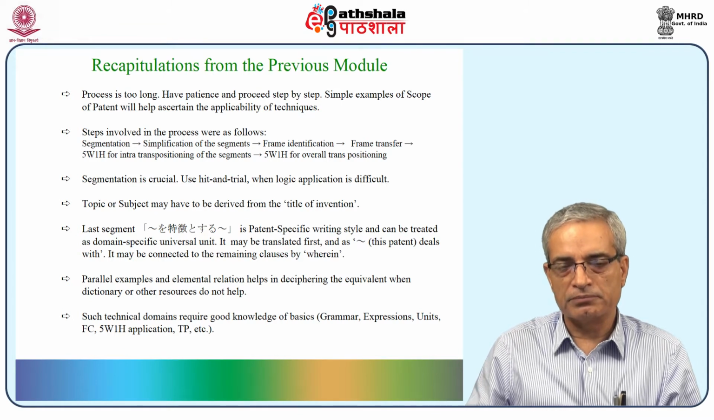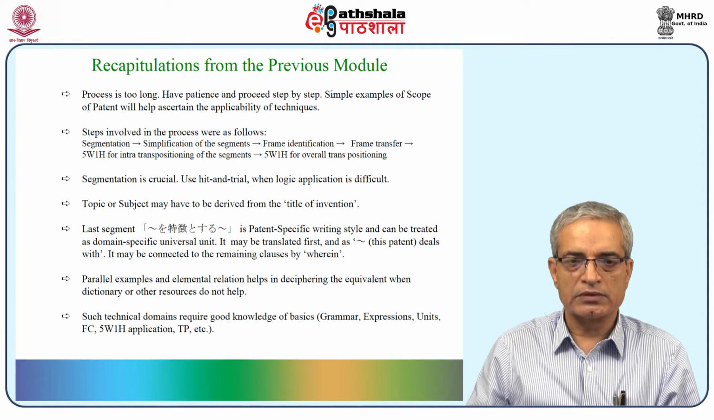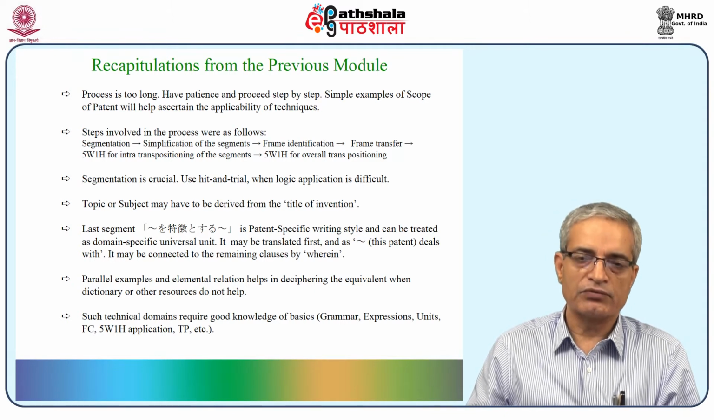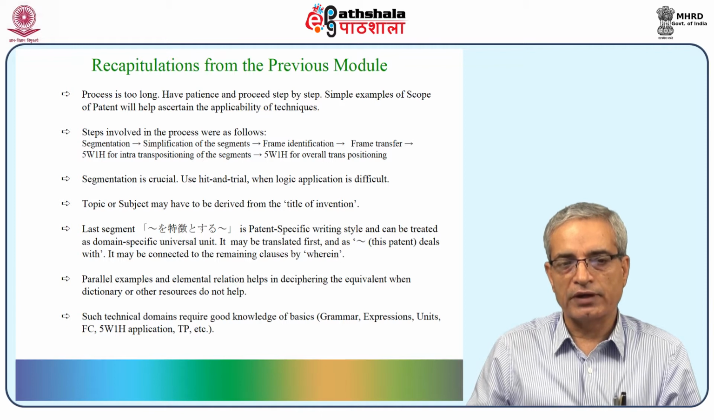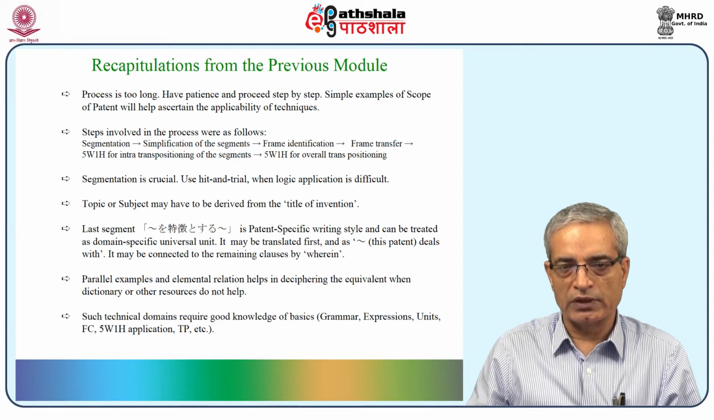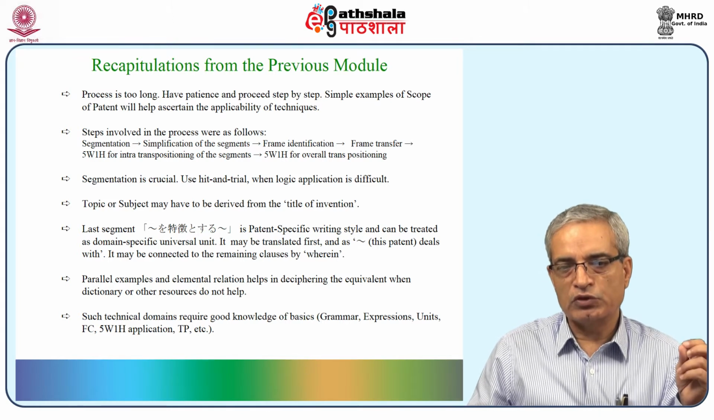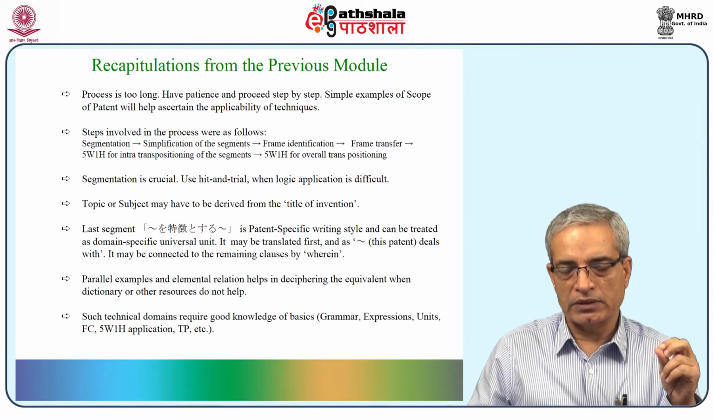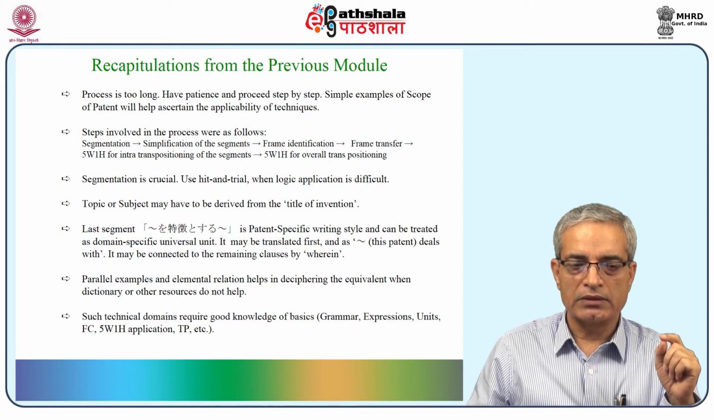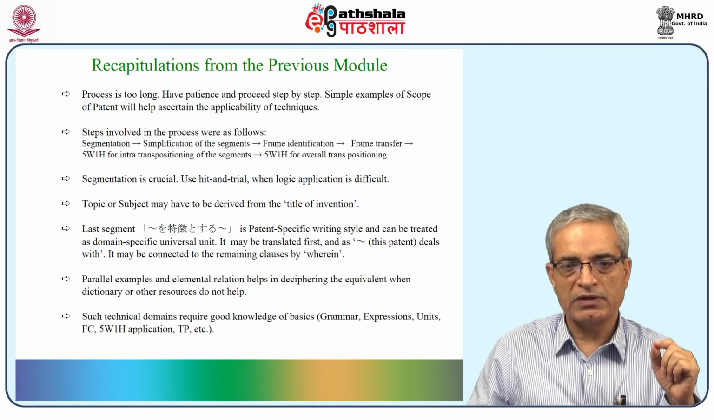You can have different combinations, but the steps used were segmentation, simplification of the segments, frame identification, and frame transfer. 5W1H was applied for intra-transpositioning of the segments, and again 5W1H for overall transpositioning. It was found that segmentation is quite crucial. Use hit and trial when logic application is difficult. Topic or subject may have to be derived from the title of the invention, in most of the cases. And the last segment, "to suru", is a patent-specific writing style and can be treated as a domain-specific universal unit.